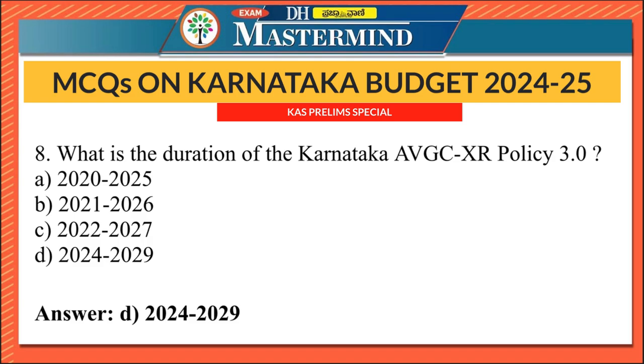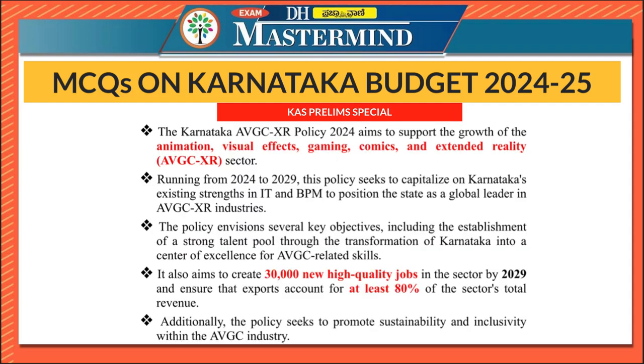Eighth question says, what is the duration of Karnataka AVGC XR policy 3.0? 2022 to 25, 21 to 26, 22 to 27, 24 to 29. The right answer is 2024 to 2029. So the Karnataka AVGC XR policy 3.0 2024 is also the third policy. The first Karnataka AVGC XR policy was rolled out in the year 2012.